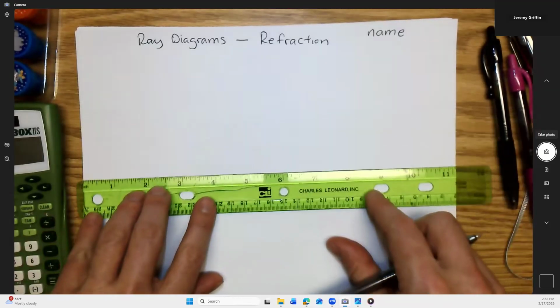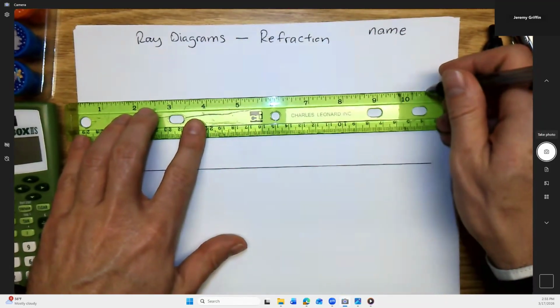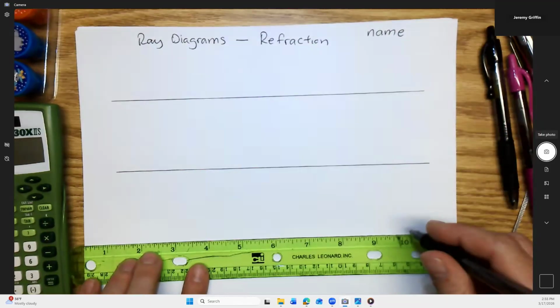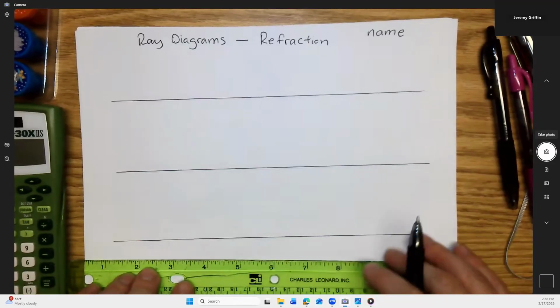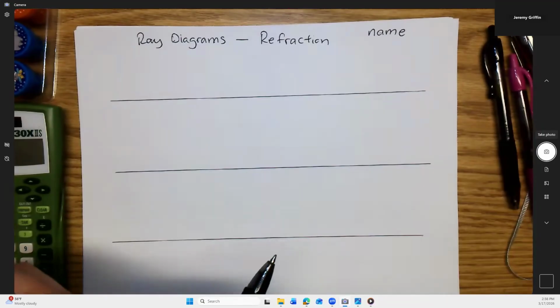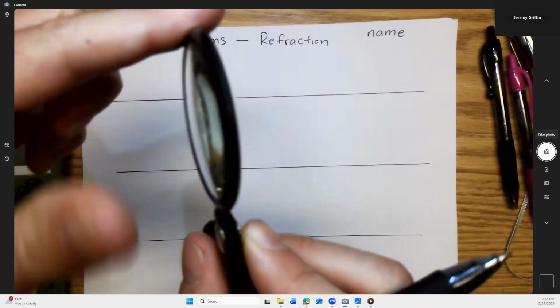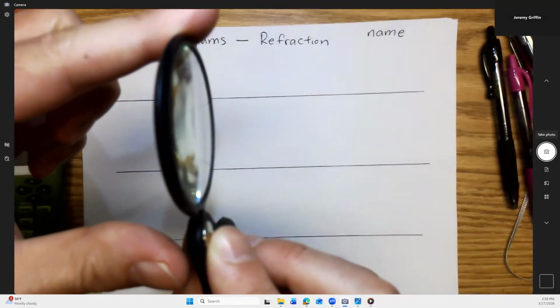All right, so on the front side, we're going to do 3 ray diagrams. So get a ground line halfway, a ground line about a quarter of the way up, and a ground line about a quarter of the way down. Okay, we're going to do 3 examples. You guys ready for 3 examples here? The lens we're going to be using for all 3 of these is going to be this shape lens right here. You guys see this right here?